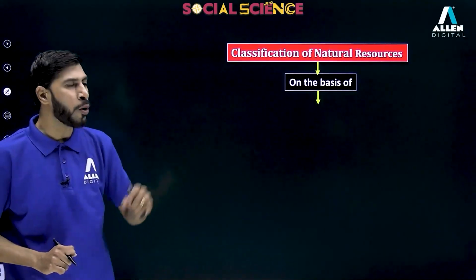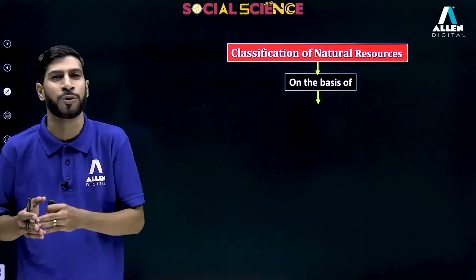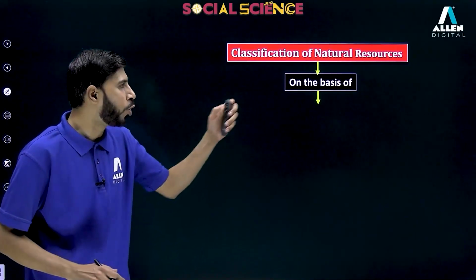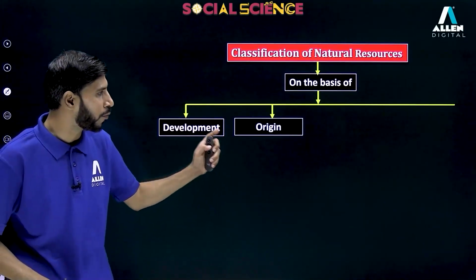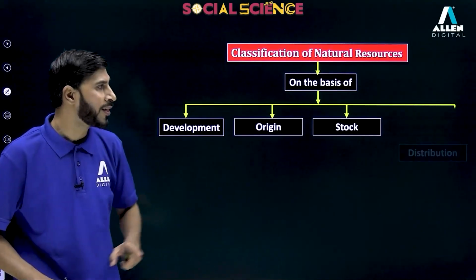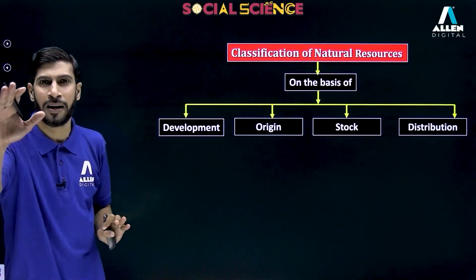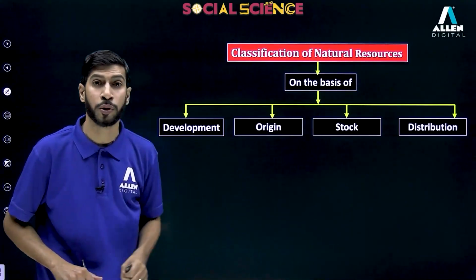So let's talk about classification of natural resources. So we know what natural resources are now. Now we are going to classify these natural resources. So we can classify them on the basis of development, on the basis of origin, on the basis of stock, and on the basis of distribution. So these natural resources can be classified on the basis of development, origin, stock, and distribution.